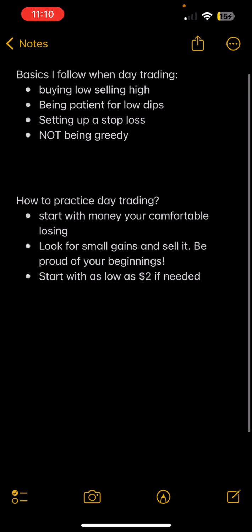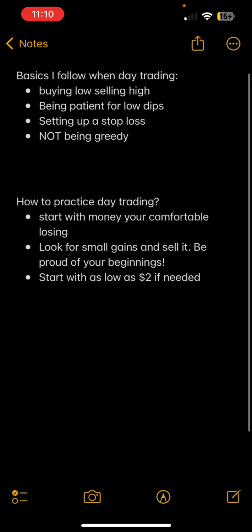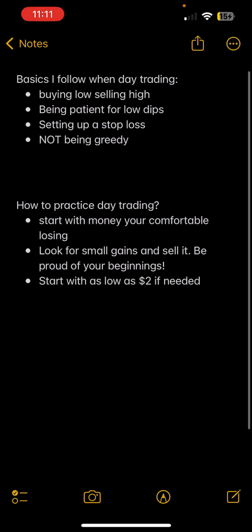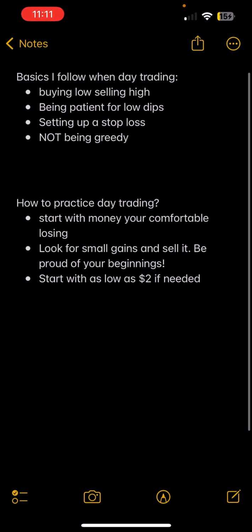Setting up a stop loss. If I'm comfortable with losing $20, that's my stop loss. We have to know what we're comfortable losing, because if we don't have a stop loss with just putting up $100, $200, it's going to be really tough when we're throwing down $5,000, $6,000 in the stock. Not being greedy. It's very important not to be greedy, because if we're greedy, we don't know what the stock market is going to do next, and next thing you know you had a 10% gain and you're down to a 5% gain and you have a little bit of a loss.